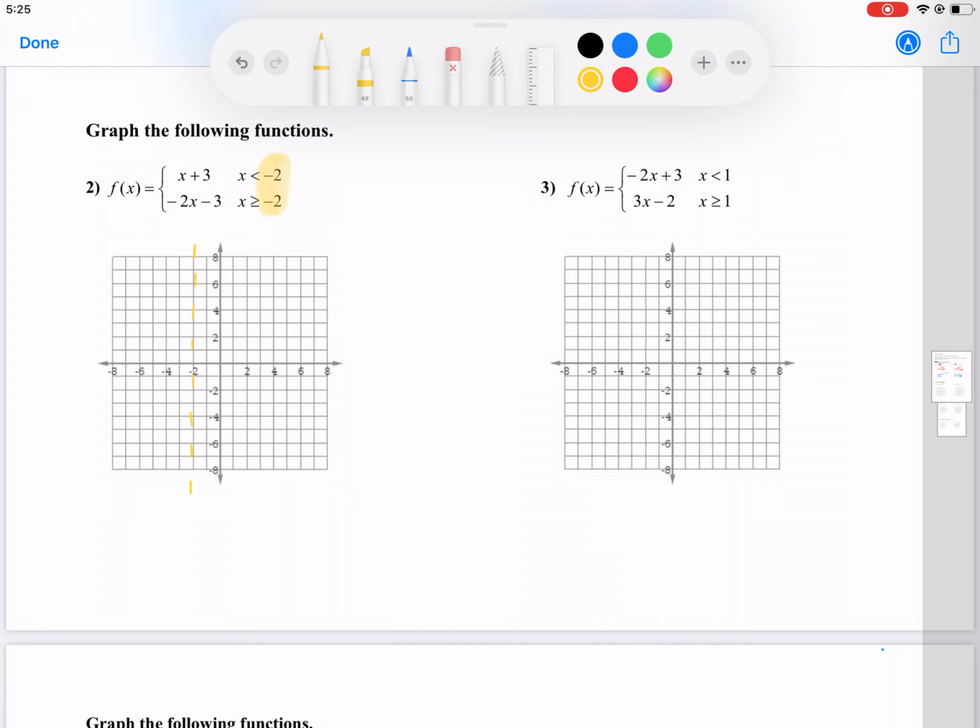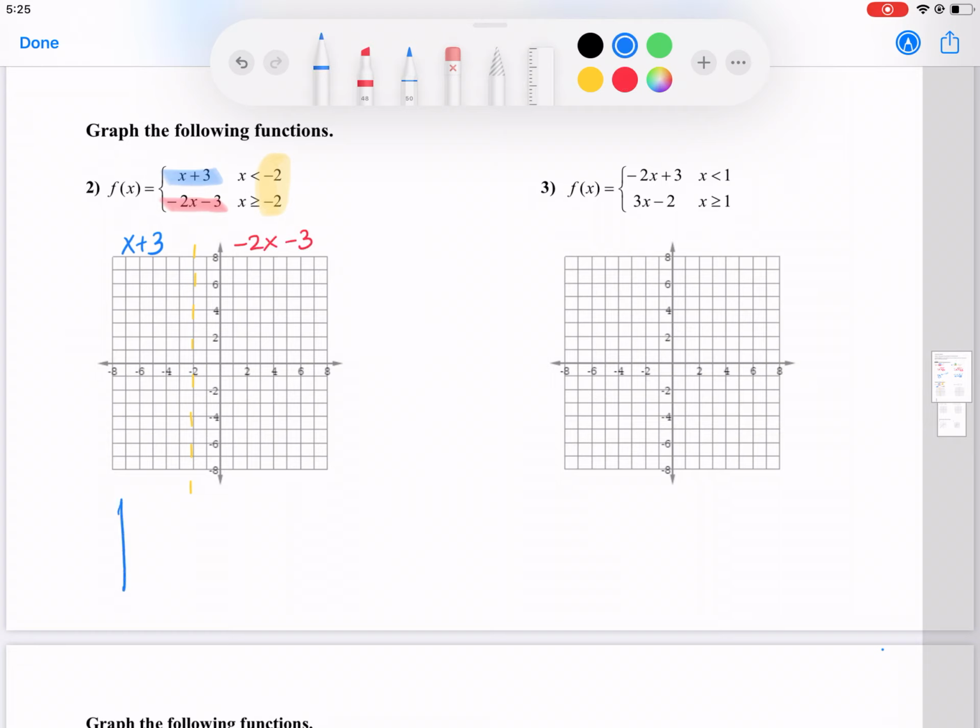The next thing I do is I place each of these functions. So for instance, the x plus 3 is going to be placed where x is less than -2, which means it's going to be on the left side. As a helpful hint, they're always going to go in order left to right. So this next one naturally would have to go on the other side. But you can double check that because we're going wherever x is greater than -2, and that's to the right of -2.